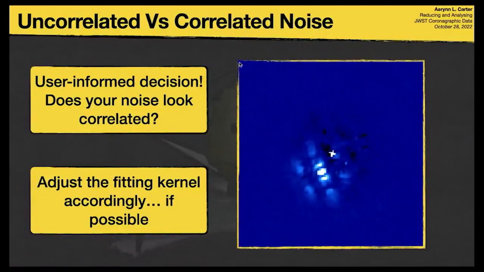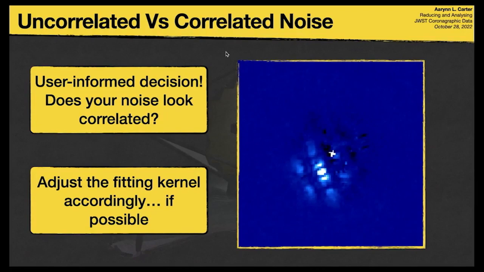Okay, so I will add, there's this one note on uncorrelated versus correlated noise. So this is a user-informed decision. You need to be mindful of it when you're performing companion fitting. Does the noise look correlated in your image? And if it does, you might need to adjust the fitting kernel, the way we describe the noise in the model fitting process, if it's possible. I'll dig into this a little bit deeper, but you can imagine speckles are correlated noise. They have some sort of change as a function of separation. They're not random. And then uncorrelated noise is just static white noise, random noise.